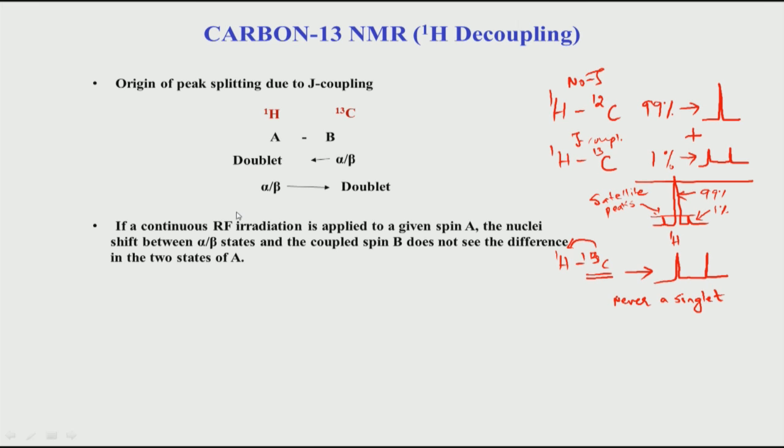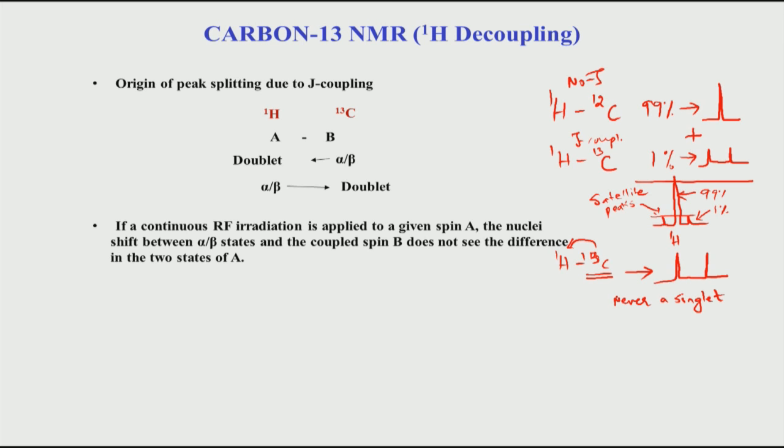How do I do that? I can apply a radiation. If I apply an RF radiation on spin A, which is hydrogen, continuously, the population shifts between alpha and beta states. Why does it shift? Because we saw in the very beginning that when you apply an RF radiation equal to the energy difference, the molecules will jump from alpha to beta and vice versa. This process will keep on happening if I keep on applying a continuous radiation. So, basically I am equalizing the population; earlier it was a Boltzmann population, but now it will be equal.